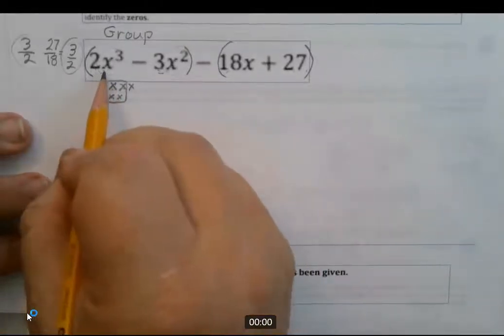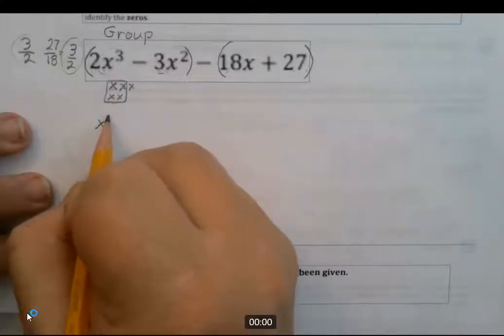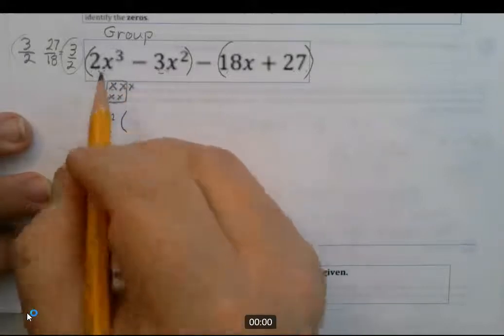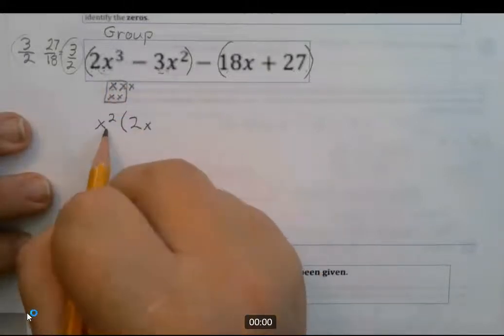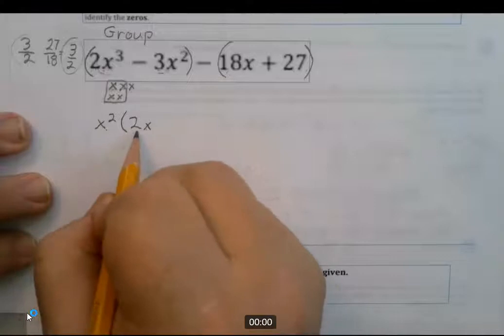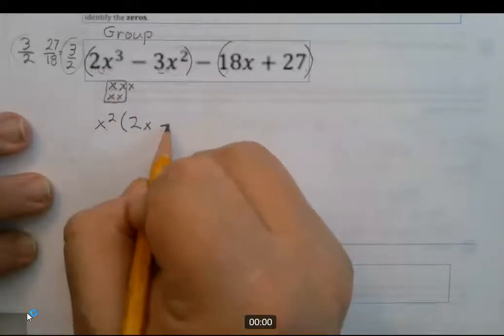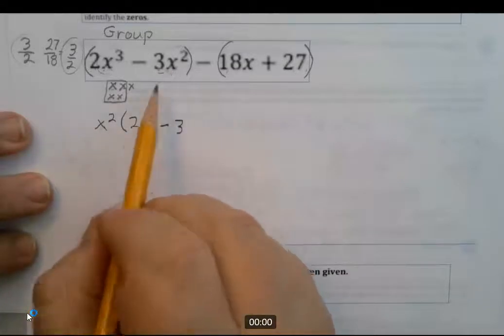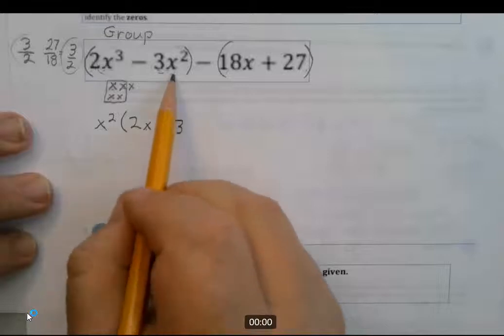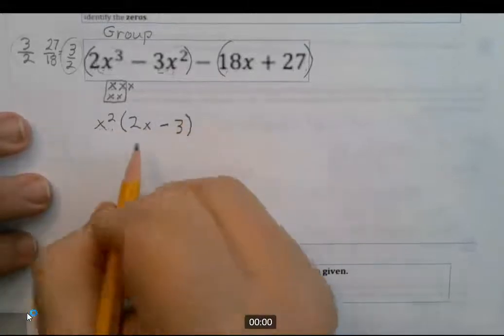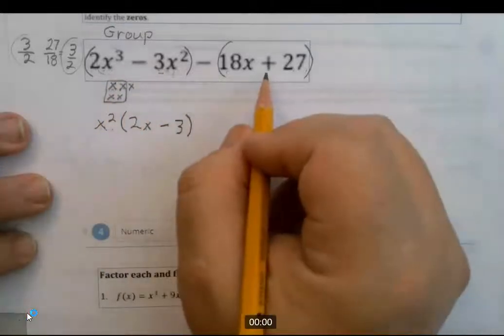So down here I'm going to pull out an x squared from this. And then inside, what do I have left? I have 2x. In other words, what do I have to multiply x squared by to get 2x to the third? It's x squared times 2x. That's 2x to the third. Over here, I'm going to be left with a 3. And we pulled an x squared out of the entire thing. And that is an x squared there. So what do you have to multiply x squared by to get negative 3x squared? Just negative 3. The x squared is already there, so we don't need to do anything else with the x. So there it is. So that's the factored form of this. Now we're going to do the factored form of this.